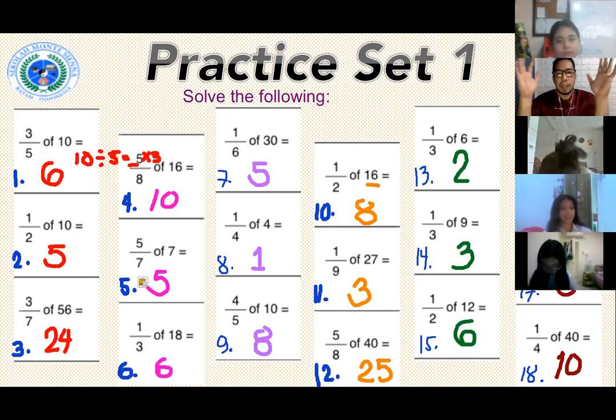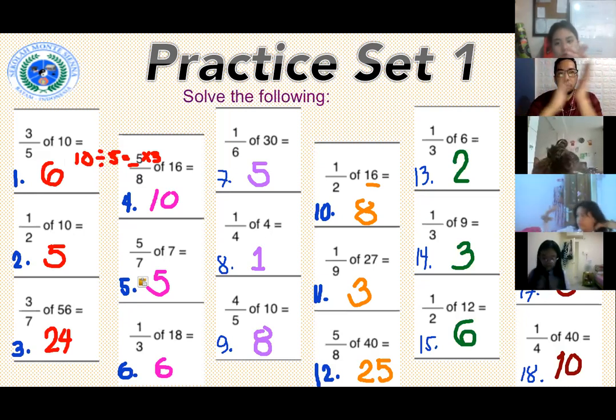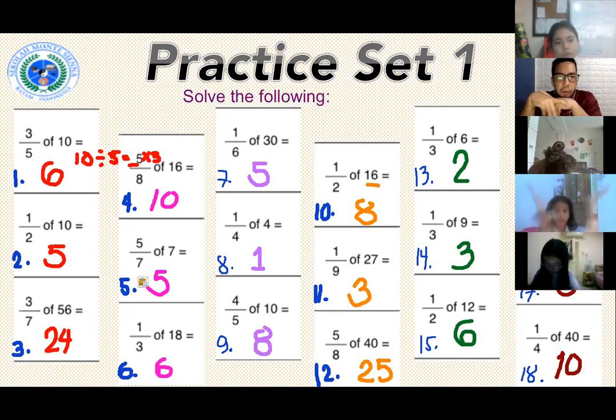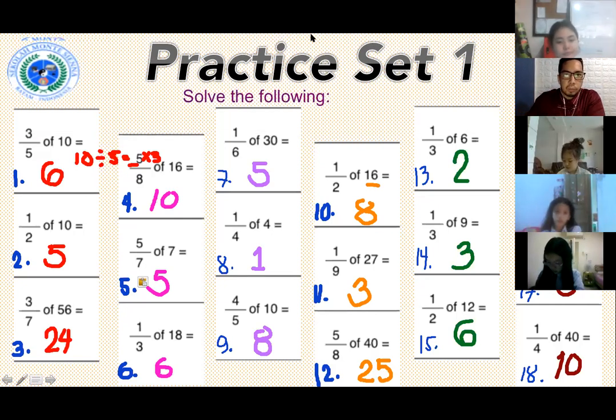Okay, we give them 5. Who got 17 and 18? Raise your hand and then we give them 5 claps. Ready? Let's clap. 1, 2, 3, 4, 5. How about a score of 14 to 16? We give them 4 claps. Ready? 1, 2, 3, 4.